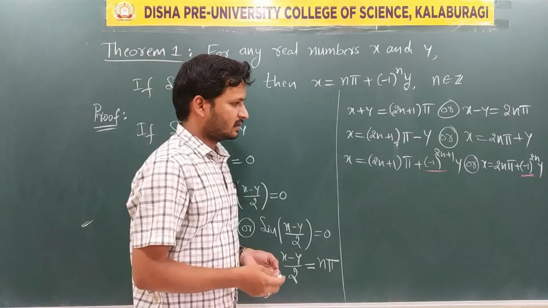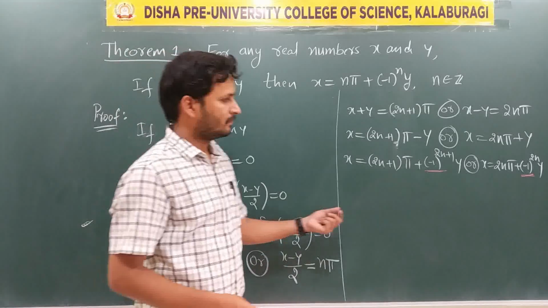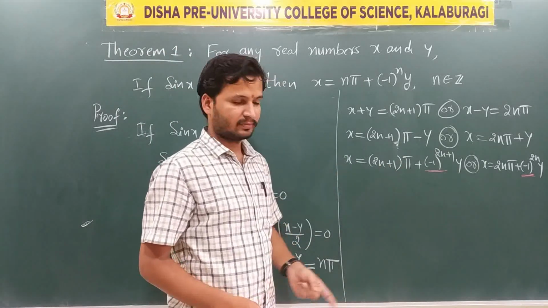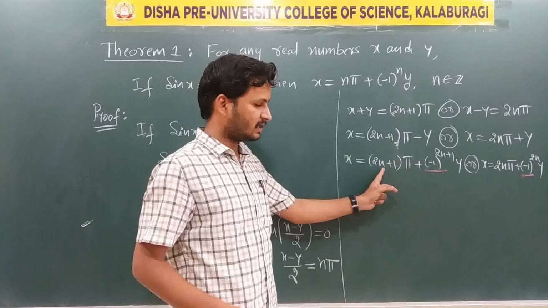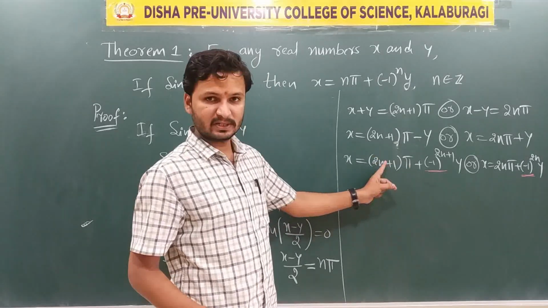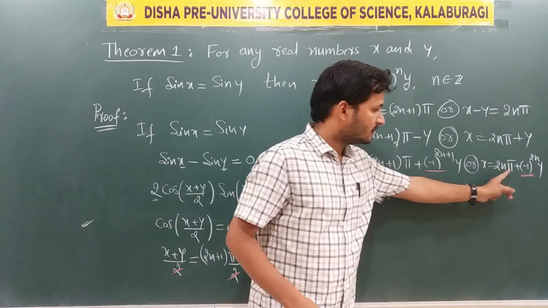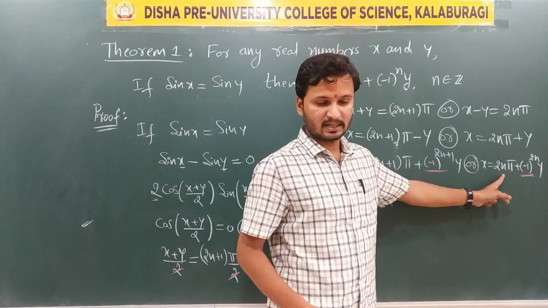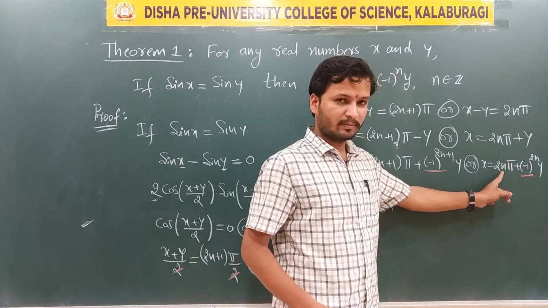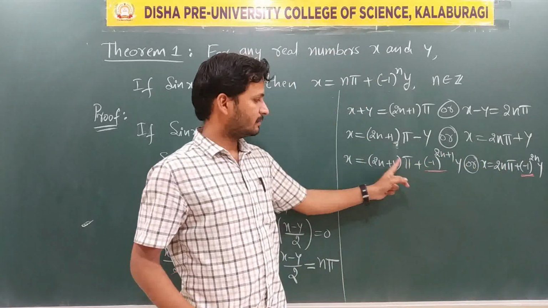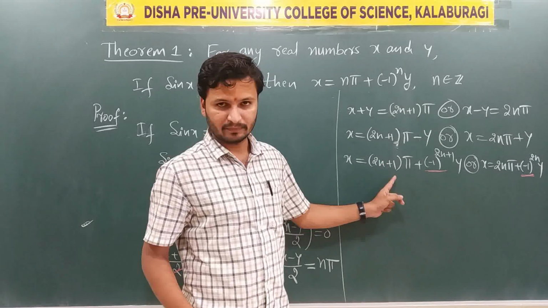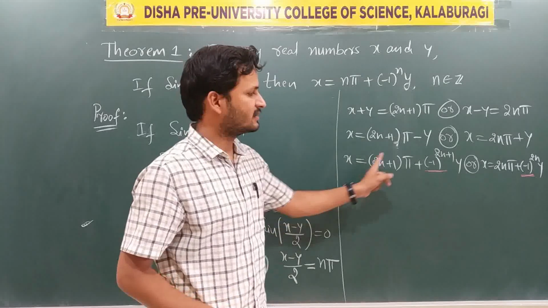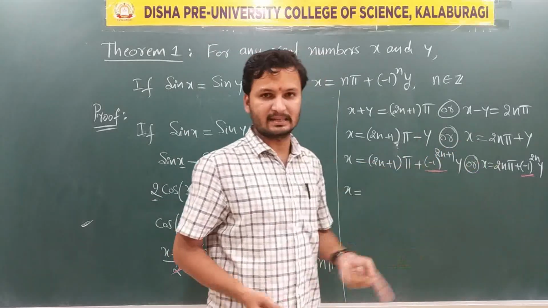So here observe, 2n plus 1 into pi. That means pi is multiplied with an odd number, 2n plus 1 is an odd number. Here pi is multiplied with the even number 2n. Correct? Here pi is multiplied with the odd number, and with the even number. So x is equal to, combining these two results.